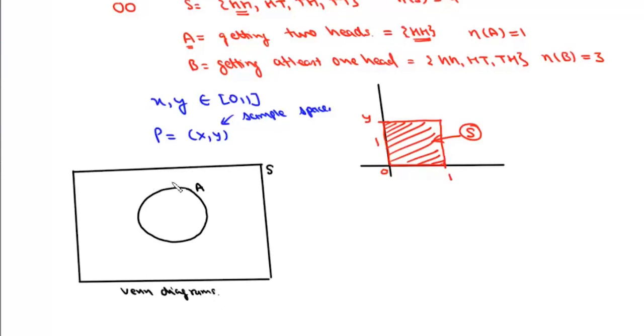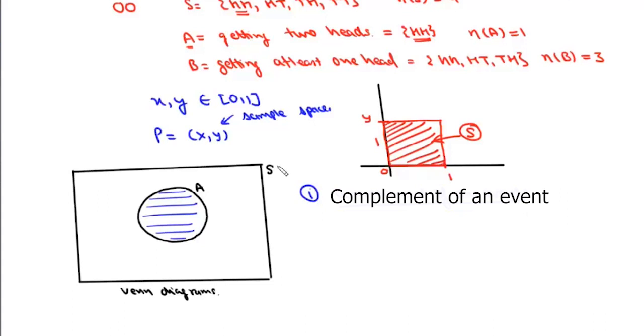So basically, NS is the number of points in this entire set and NA is the number of points in this event A. Now once we have studied events, we can now study the complement of an event.